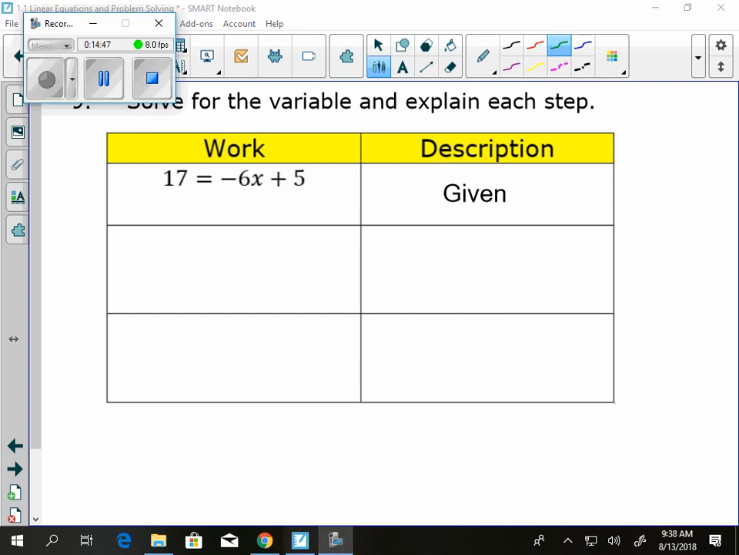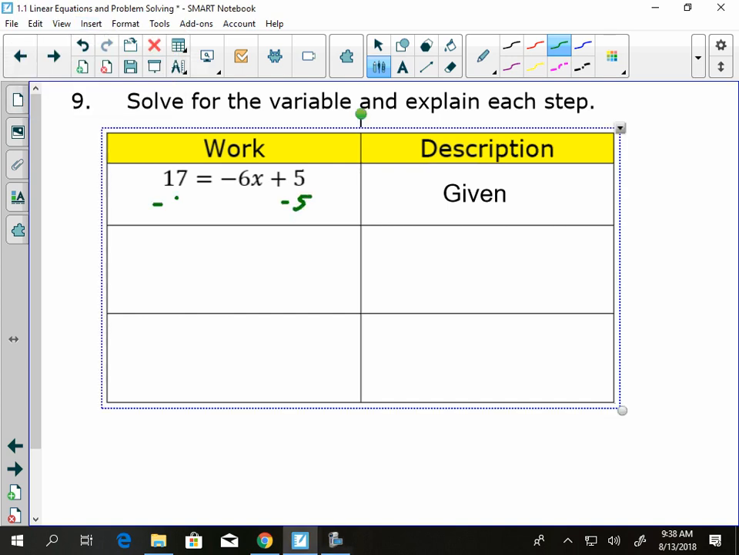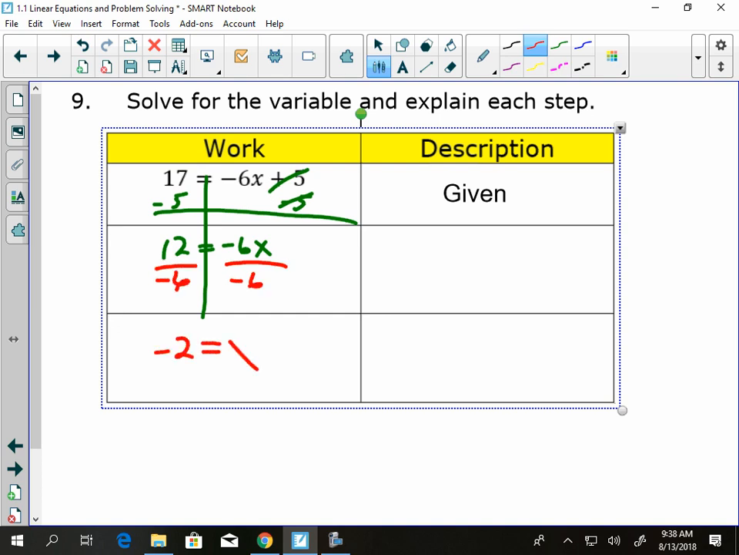Okay, very first step. I subtracted 5 from both sides. 12 equals -6x. Now I divide by negative 6. Negative 2 equals x. So right here I write subtract 5. Divide by 6.